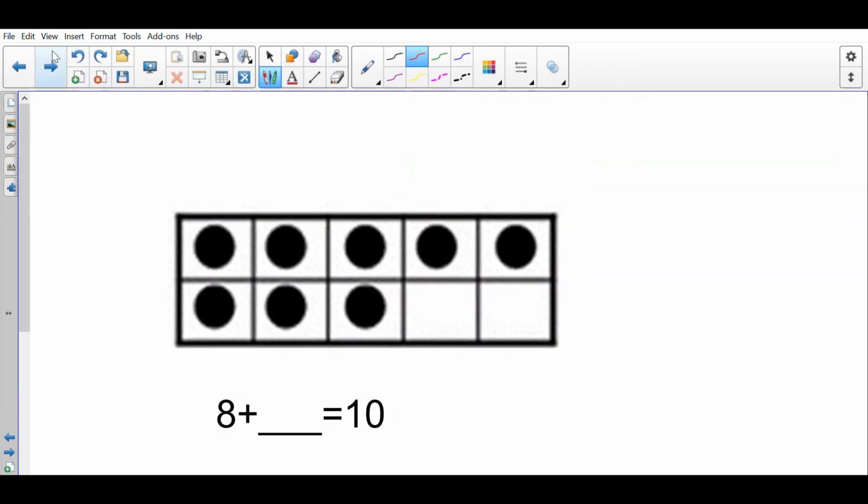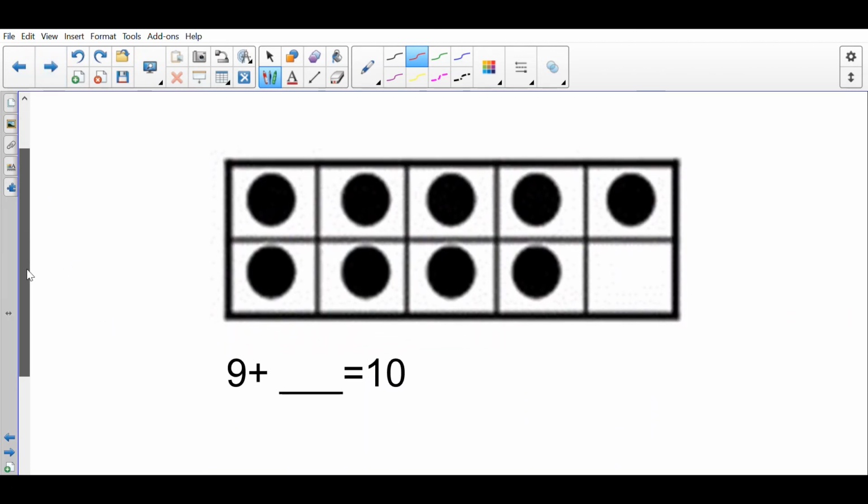Let's go to our next slide. How many dots do you see? 8. So our number sentence says 8 plus, equals 10. How many more dots do we need to make 10? 1, 2. So our number sentence says 8 plus 2 equals 10. So we only needed 2 more dots to make 10.